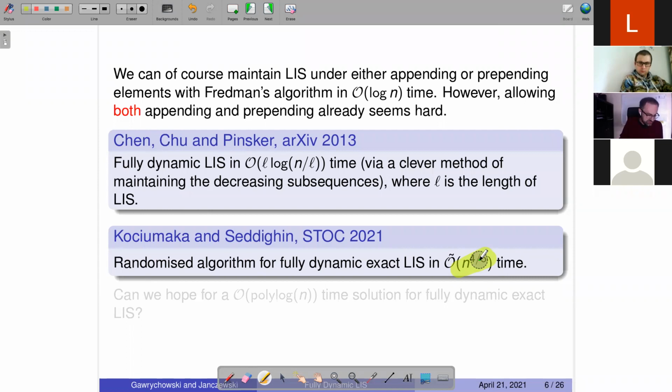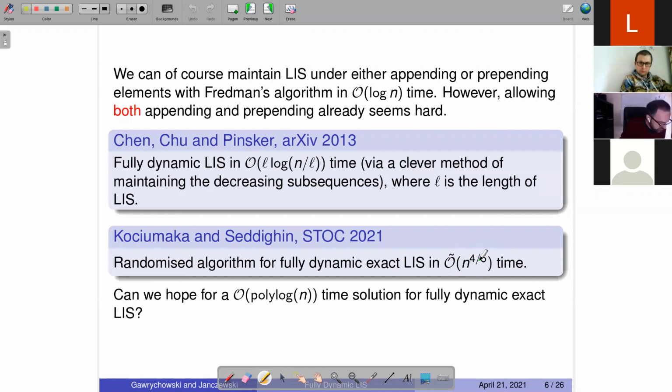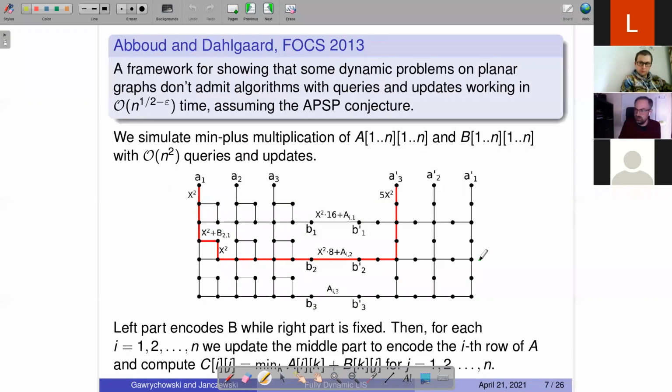And it's a randomized Monte Carlo algorithm. Okay, so it's better than sublinear, but well, not polylogarithmic. So now the question is, can we hope for a polylog update algorithm for this problem? And I want to show you a partial answer to this problem. We don't have a complete answer, but it's an answer for a slightly more general version of the problem.